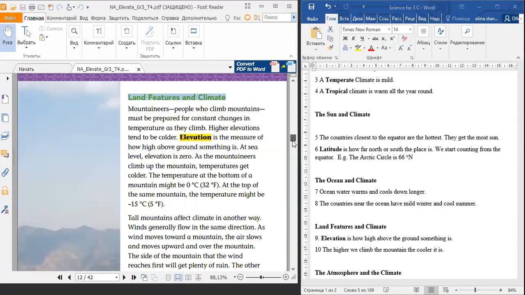Let's talk about land features and climate. Here the main definition is elevation. Elevation is how high above the ground something is. When we go up the mountain, the air gets colder. So the higher we climb the mountain, the cooler it is.